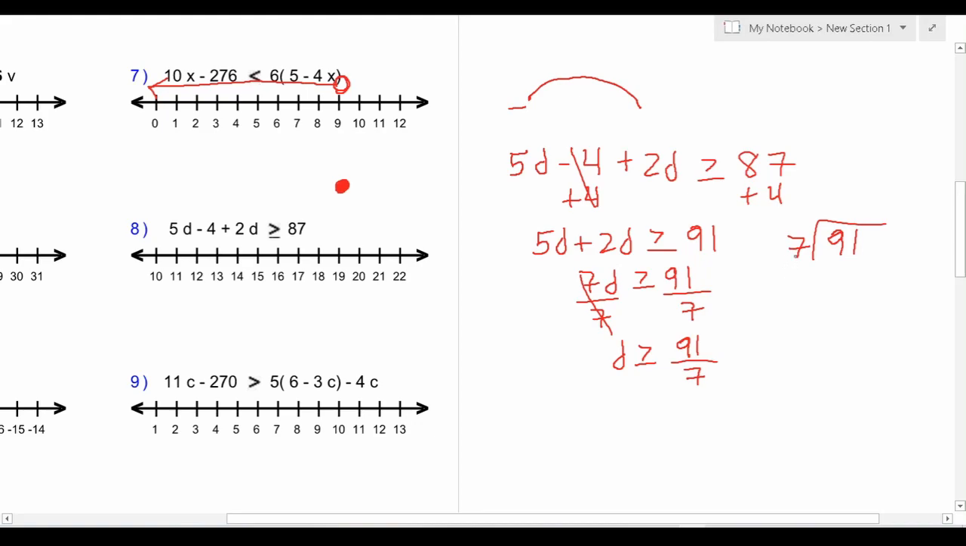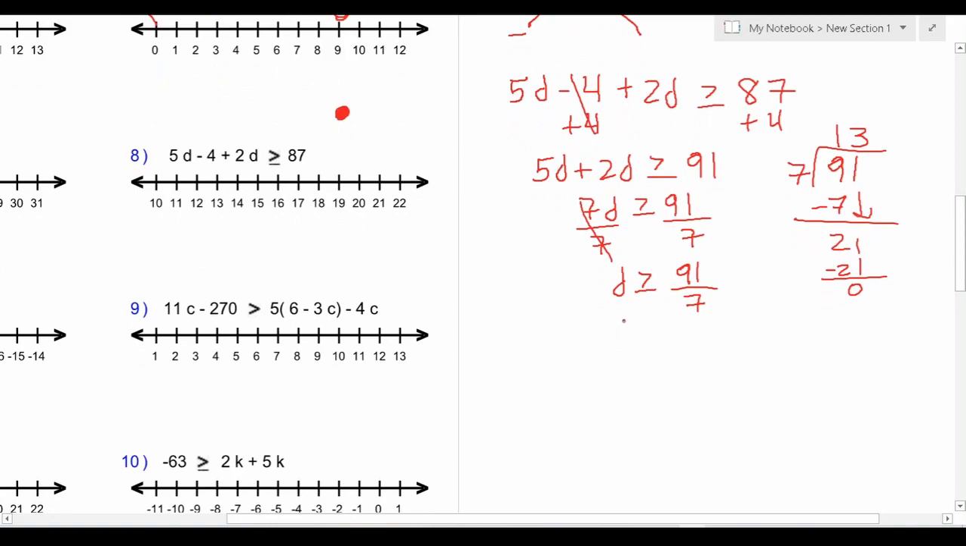Now the question is, how many times does 7 go into 9 without going over? That's 1 time. 7 times 1 is 7, so we're going to subtract that from 9. 9 minus 7 is 2. Drop down this 1. Now the question is, how many times does 7 go into 21? That's 3 times. 7 times 3, as we should know, is 21, so we can see there's going to be no remainder. So in other words, d is greater than or equal to 13.